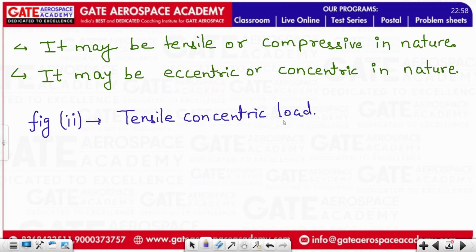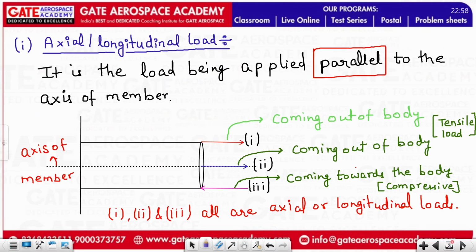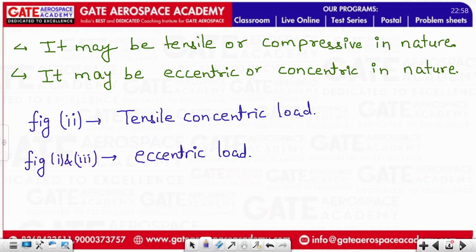What do you mean by center? Okay, there are various centers, the body center, the axis center. We will define various types of centers. Okay, and similarly, figure 1 and 3 are eccentric loads. Are we able to understand this?